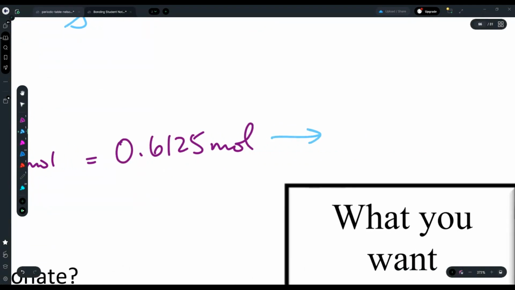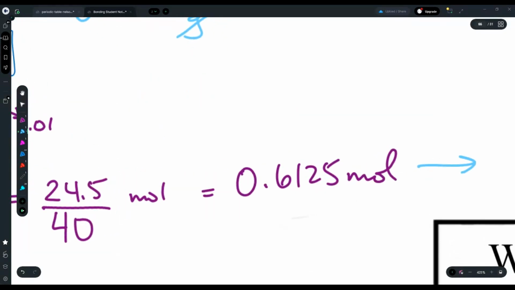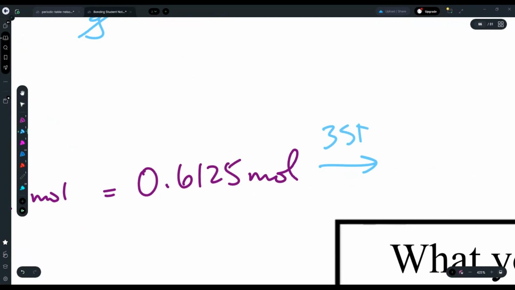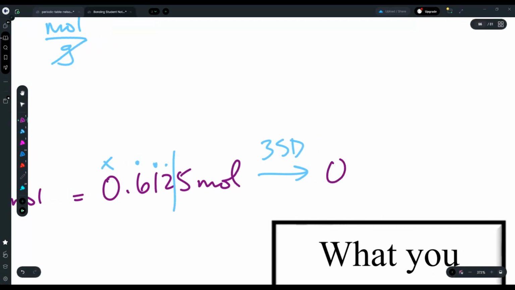And we're going to need it in 3 sigdigs. So remember, significant digits apply to any calculation. Starting from the far left, that 0 doesn't count as a sigdig. 1, 2, 3, there's my cutoff line. So this is going to be 0.613 moles.